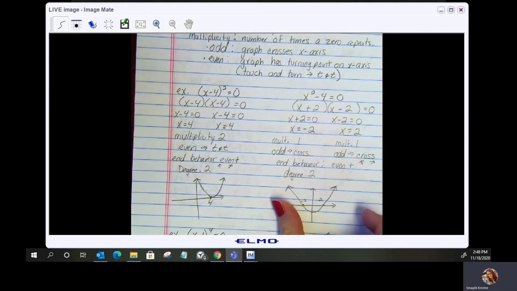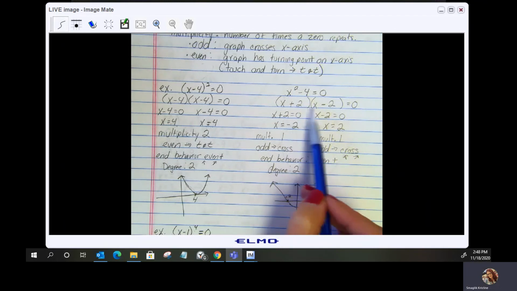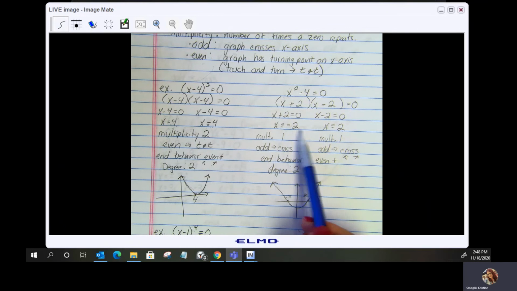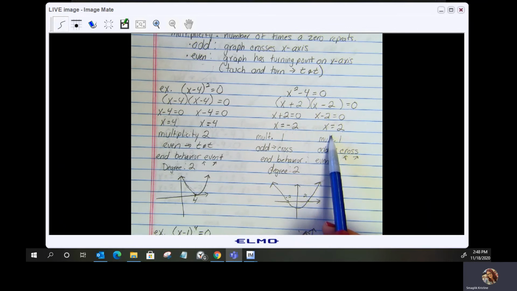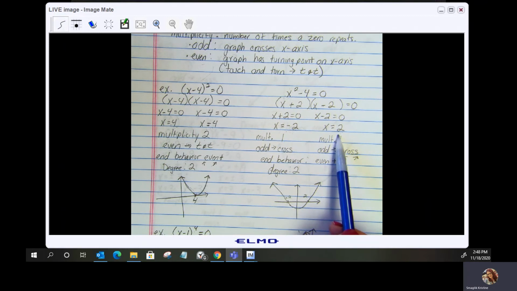Now when we look over here at x squared minus 4, this is difference of squares. Here it is factored. Use my zero product property. I get x equals -2, x equals +2. Now notice these are two different answers. So -2 appears once, so we say it has a multiplicity of 1. x equals 2 appears once, it has a multiplicity of 1. Now 1 is an odd number, so if it's an odd number, it crosses the x-axis.